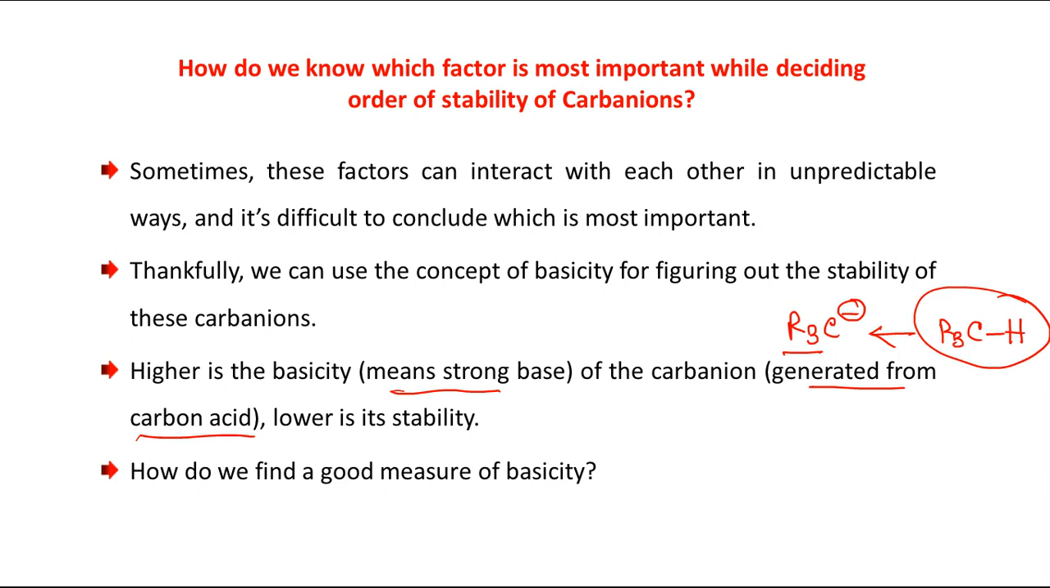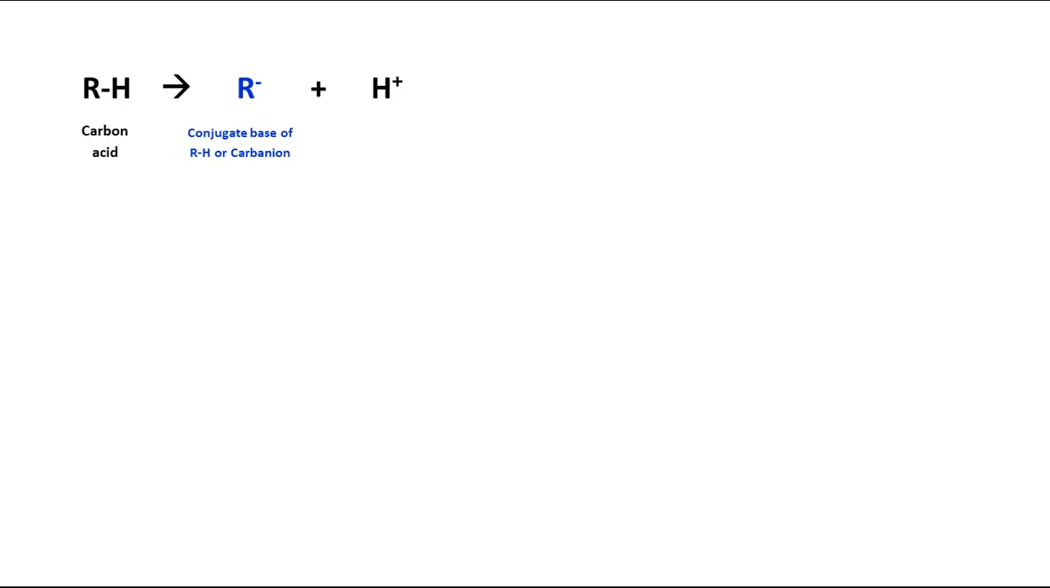But the question is, how do we find a good measure of basicity? For a good measure of basicity for this species R3C minus, we have to focus on the corresponding acid, which is R3CH. We can also write it for simplicity as RH. So here we have this carbon acid from which, after removal of this H, this Carbanion is generated. So it is basically the conjugate base of the carbon acid RH, or you can write it as if it is the carbanion.